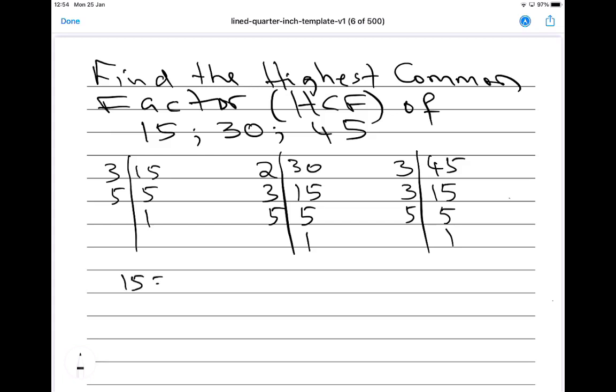So 15 is 3 multiplied by 5. 30 is 2 multiplied by 3 multiplied by 5.